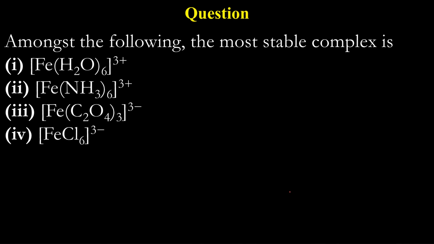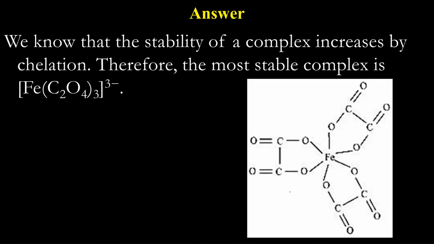Okay, why? Because of chelation. The third one has oxalate, and oxalate has chelation. We will apply the simple concepts I told you. I told you 5 points just to memorize. So here in this case, the answer is chelation in the oxalate.